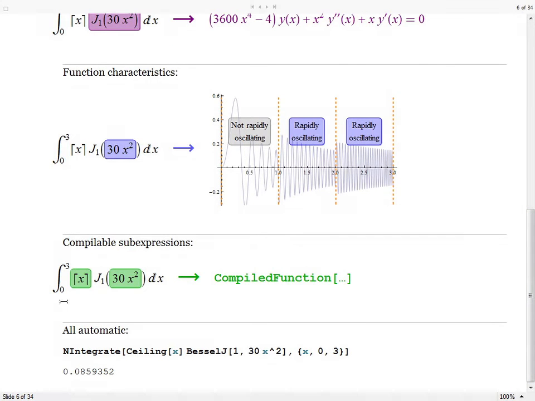And Mathematica compiles simple mathematical operations like these, ceiling of x, 30x squared, into optimized compiled functions for faster execution. All of the above things happen automatically behind the scenes when you use Mathematica's NIntegrate function on this problem, and they are the reason why Mathematica is able to confidently give the correct answer.